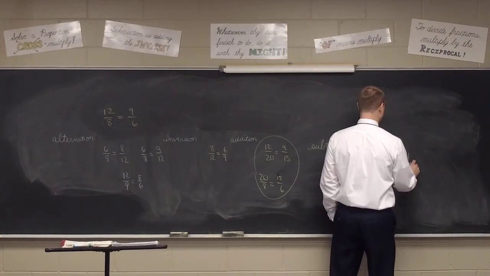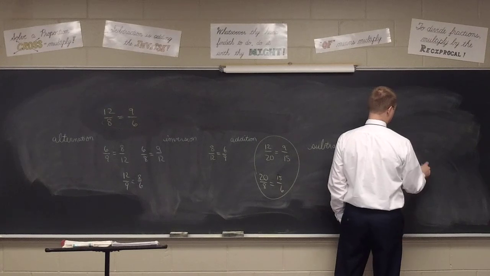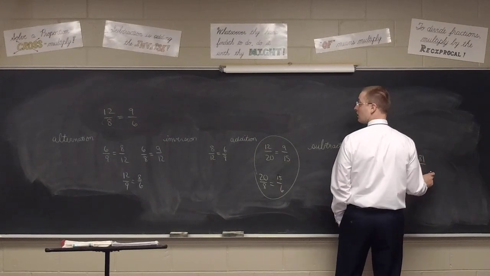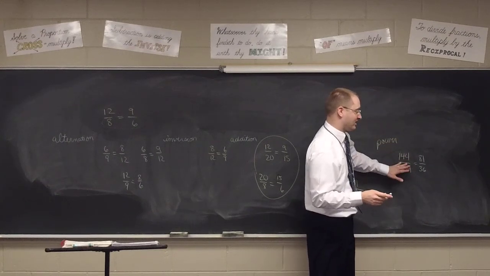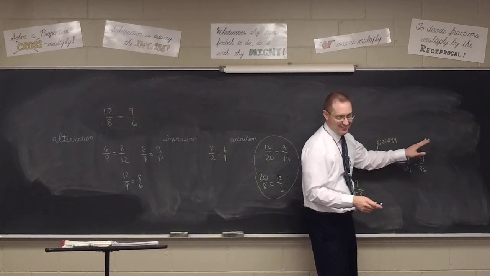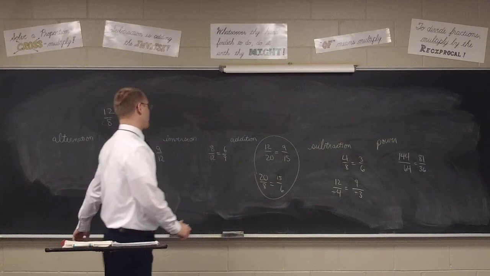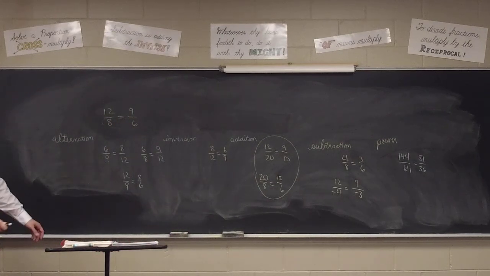144 over 64 is to 81 over 36. All right, so let's try saying that again. 144 is to 64 as 81 is to 36. And you can check the cross multiplication there and make sure it checks out if you want. But it does. She squared everything correctly.